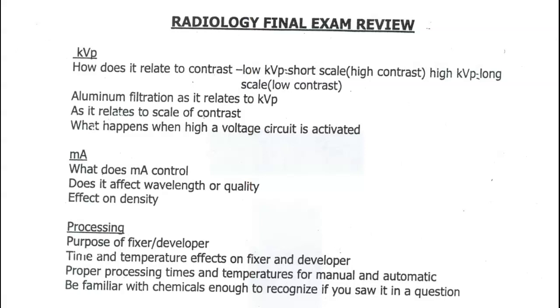Make sure you know how MA affects density. And the answer to that is the more x-rays you have hitting the film or the sensor, the darker it's going to be. The fewer you have, the lighter it's going to be. So MA doesn't have anything to do with your contrast. That's strictly a KVP thing. MA does control your density though.